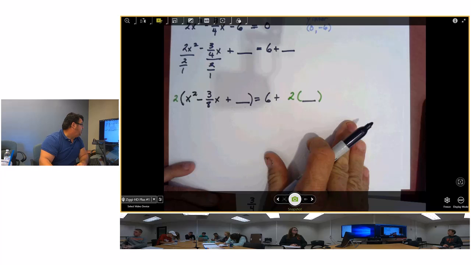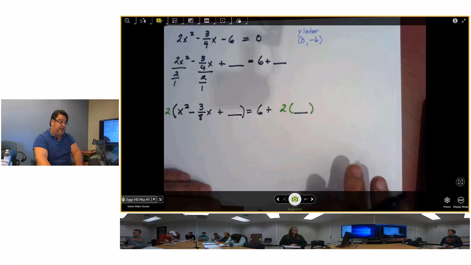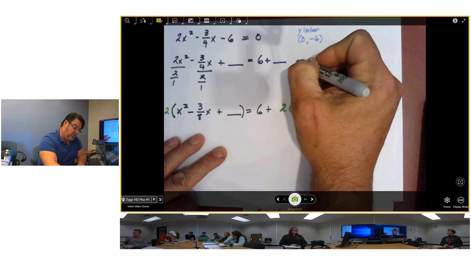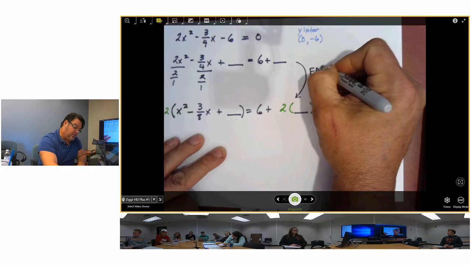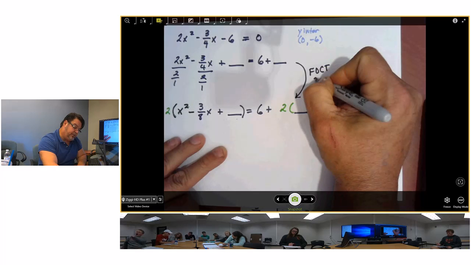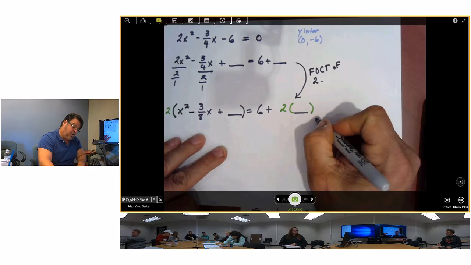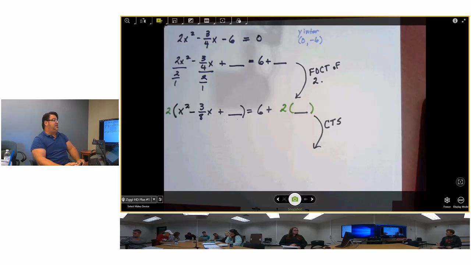All right, so you need to write in your notes, for those of you that really struggle with fractions, right from here to here, you need to say factored out common term of 2. And then here you need to say complete the square, because we haven't done it yet.